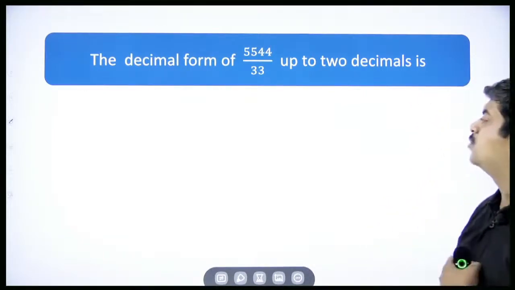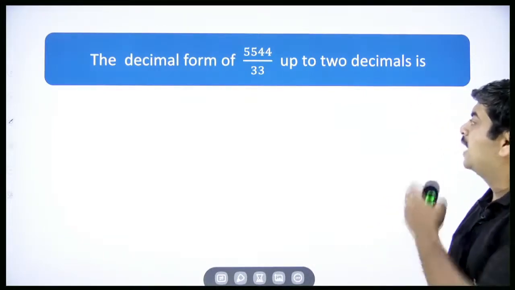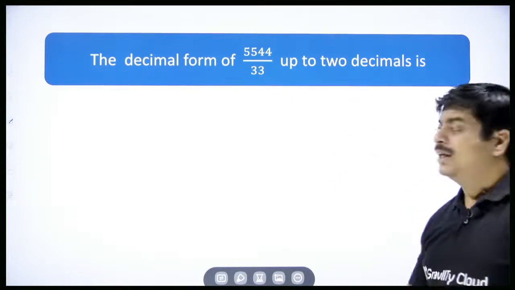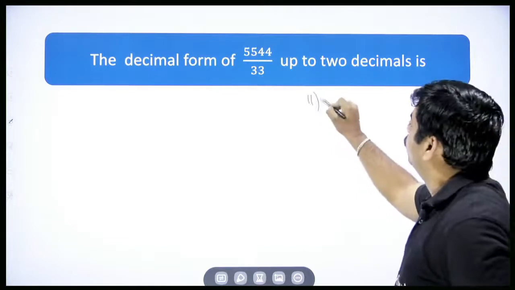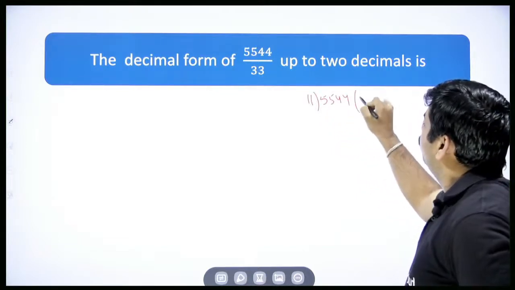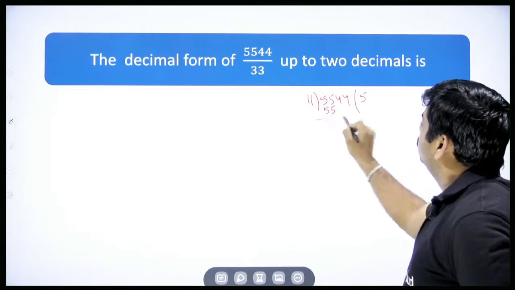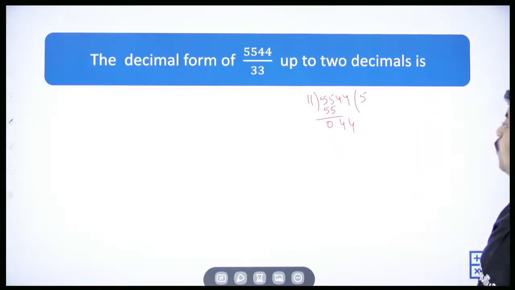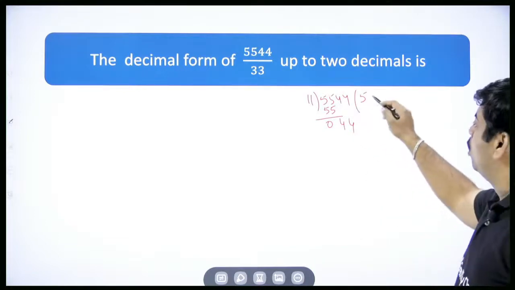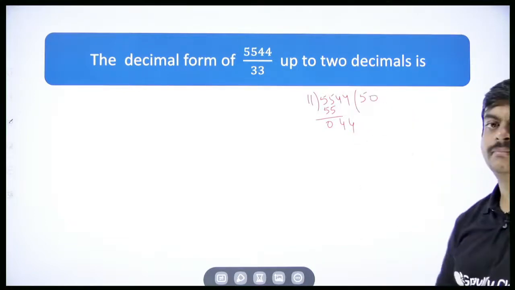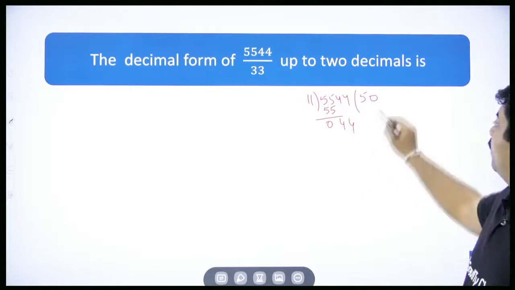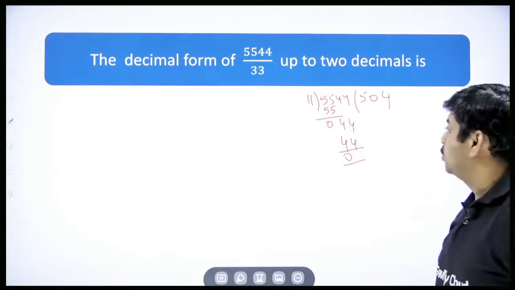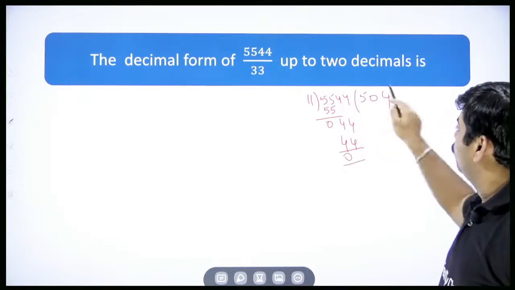So the first one, as soon as you can see, I think I can divide that with 11. 33 is 11 into 3. Let me divide 5544 by 11. 11 5s are 55, then 0, 44. As you're removing all this, you need to keep 0 here. And then 11 4s are 44.